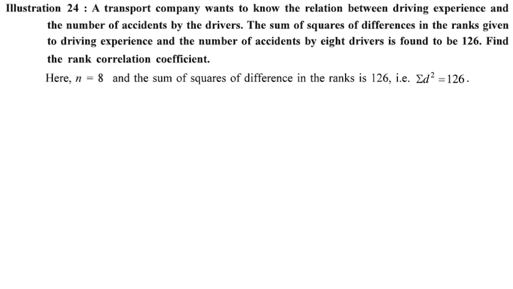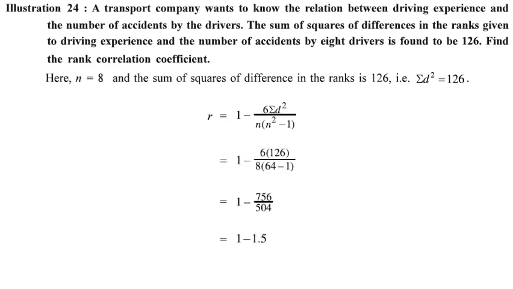Now we have summation D square, but how many? That is 8 drivers. It is given in the question itself, the 8 drivers. So n is equal to 8. Write down the formula, put the values, multiply, divide, subtract, you get your answer. Negative 0.5.